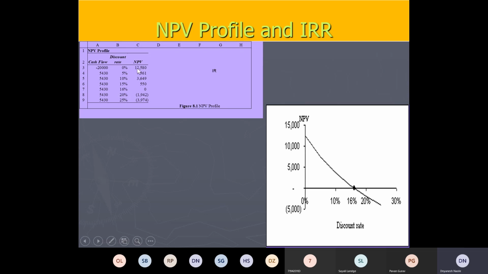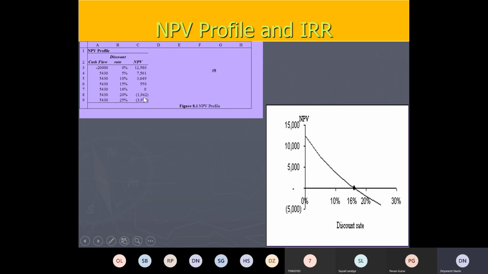Here you can see when it is 0, NPV is the highest. Then when you increase it to 5%, NPV comes down by 7,561. If you make it 10%, that is 5% more, it reduces to 3,649, like this. So at 16% it becomes 0.